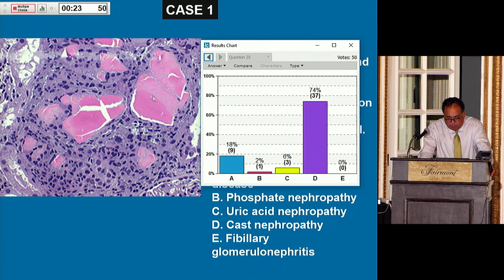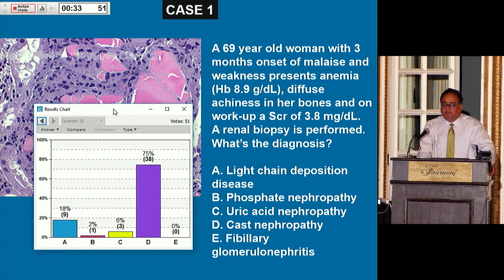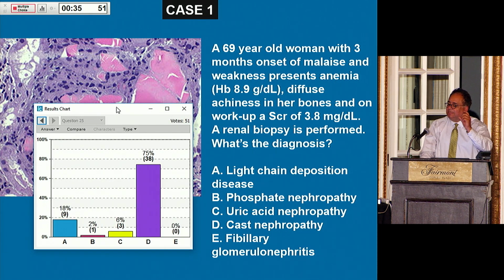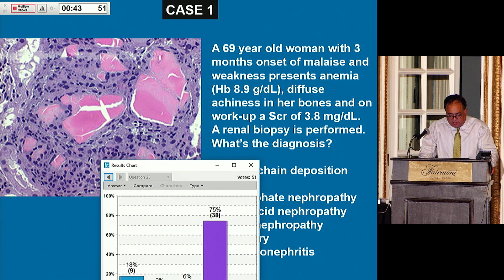Okay, so most people got the right answer, which was cast nephropathy. This is a patient with myeloma kidney. It isn't light chain deposition disease, because light chain deposition disease causes either glomerular damage or tubular damage, but doesn't cause disappearance in the glomeruli, these eosinophilic, relatively diffuse structures which have sort of fractures in the middle of it. This is cast nephropathy, right? And so cast nephropathy is the answer here.